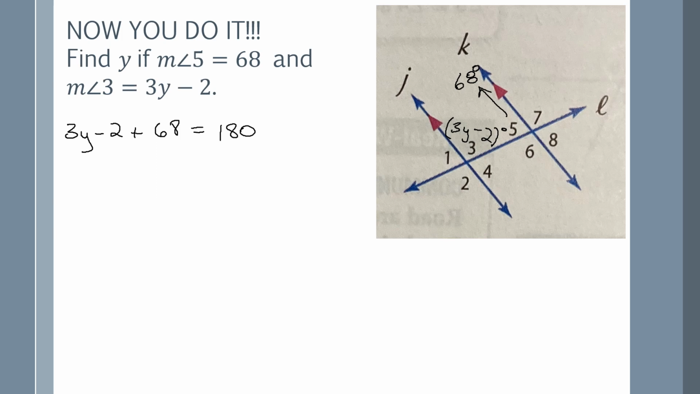So minus 2 plus 68 is 66. All right, so let's subtract 66 from each side of this equation, and I get 3y is equal to 114, I believe, right? Yep, 114. So now we take out our calculator and we divide 114 by 3, and we've got 38.